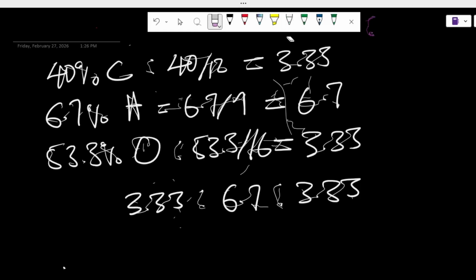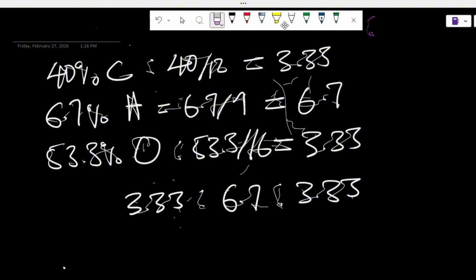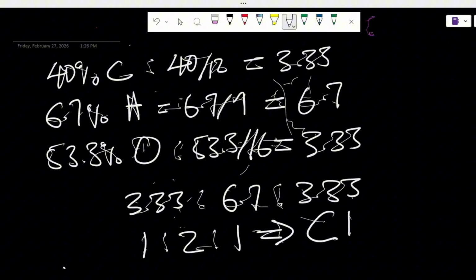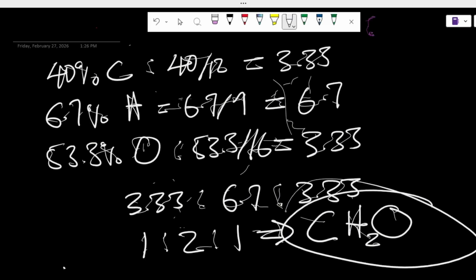So when you divide by 3.33 here, let's delete this. This 3.33 into 3.33 is 1. Here it is going to go in twice. So you're going to have 1 to 2 to 1. Now this means that the first one is for carbon and the 2 is for hydrogen, which is 2 here, and again you have oxygen. This is the empirical formula for this particular question.